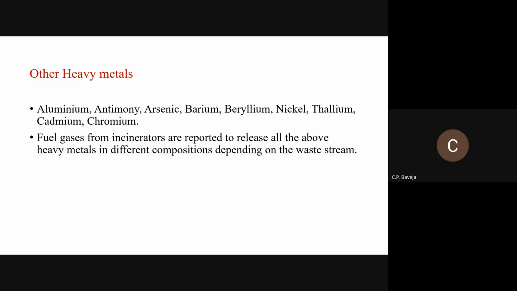Then other heavy metals. Other heavy metals are aluminum, antimony, arsenic, barium, beryllium, nickel, helium, cadmium, and chromium. And flue gases from incinerators are reported to release all the above. In an incinerator, a few gases are there, and after incineration they release all the above heavy metals in different composition depending on the waste stream.